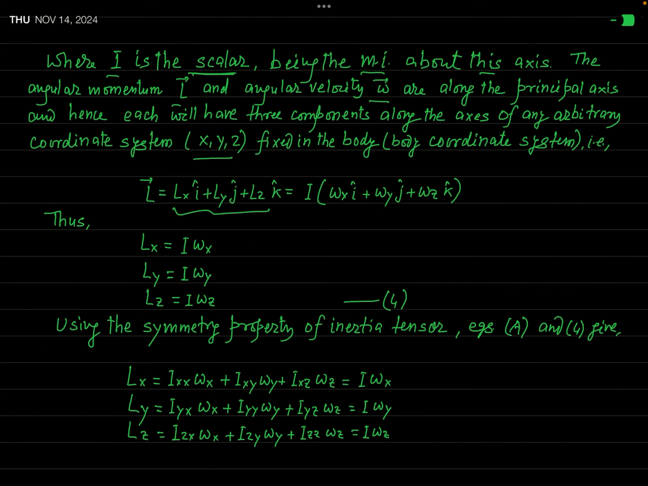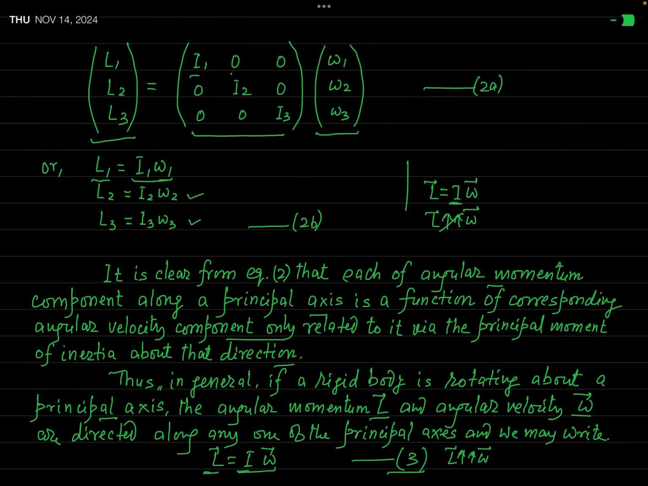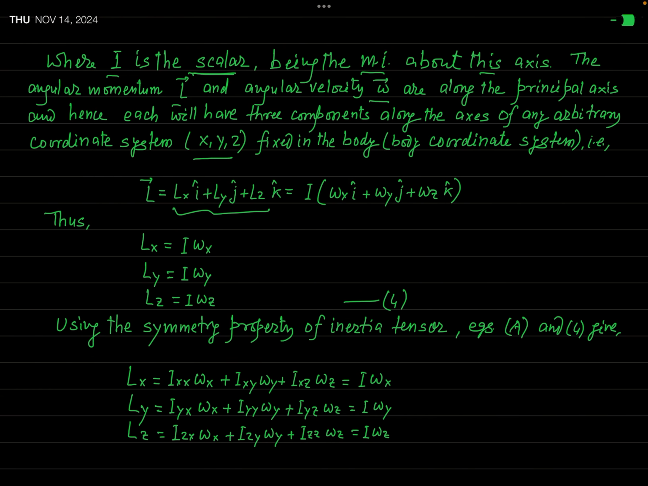And similarly, omega is equal to what? Omega is equal to omega x i plus omega y j plus omega z k. But you have seen that L is equal to I times omega. Here you don't say that I is operated on omega, but you have to say I is multiplied by omega. We are taking the multiplication of I and omega, because I is now a scalar. Okay.